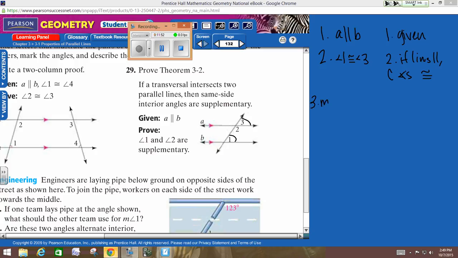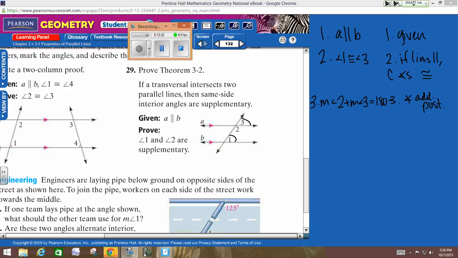Why? Awesome. Measure of angle 2 plus the measure of angle 3 equals 180. And that would be by your angle addition postulate. Two angles that make a line have to add up to 180. That's good, because now we have some angles being supplementary here, but we want 1 and 2 to be supplementary, and this is telling us 2 and 3 are. Micah?